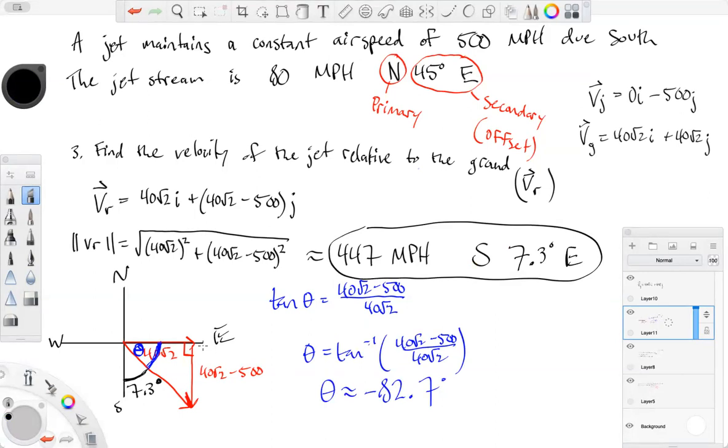Cool. That's it. That's the example. The rest of them in the book work a lot like this one.